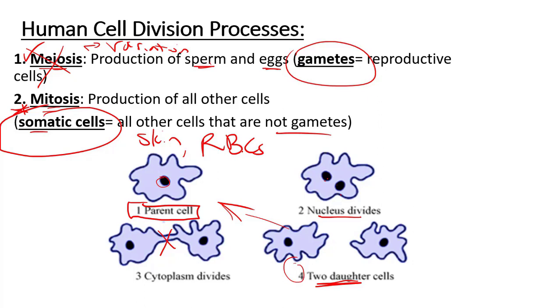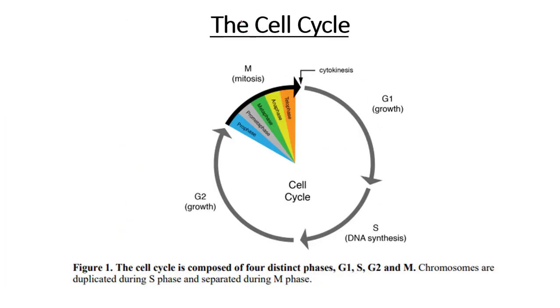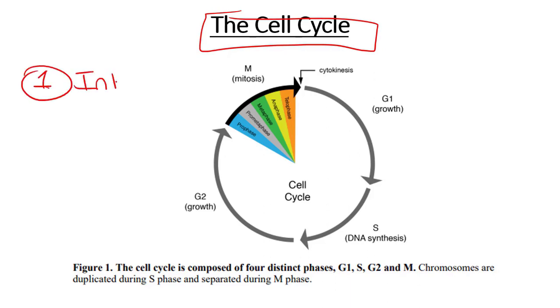And your white blood cells and your muscles if you're growing muscle cells, things like that. Mitosis relies on something called the cell cycle. And the cell cycle has three main stages. The first stage is called interphase, and this is the longest stage in the cell cycle. Now, interphase is divided into three more stages. It's divided into G1, S, and G2.